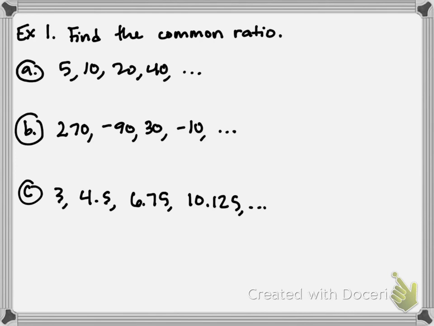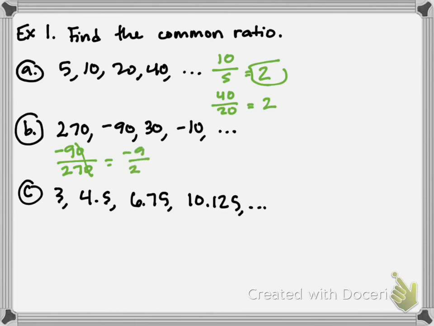Alright, so example 1 is find the common ratio. So take any term, let's say 10, divide by the previous term, and I would get 2. If I started with 40 divided by the previous term, I would get 2. So the common ratio for A is 2. Common ratio for B, take any term divided by the previous term, right? Simplify this. What's negative 9 over 27? Well, that would be negative 1/3, right? Let's try it with negative 10 divided by the previous term. If I simplify, I still get negative 1/3.